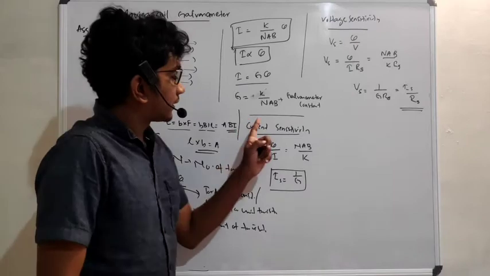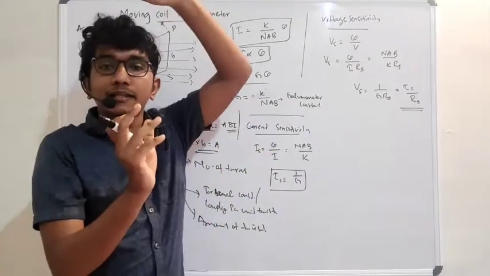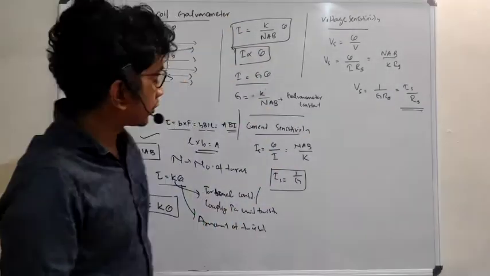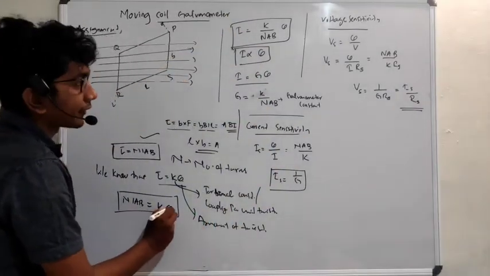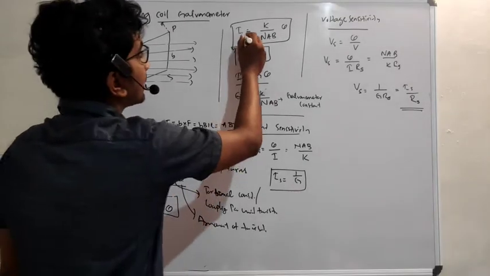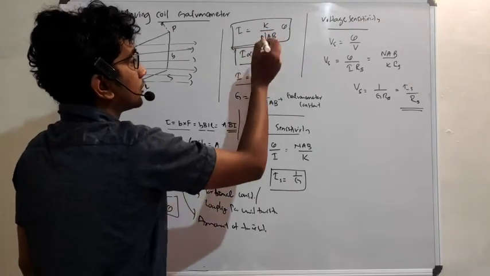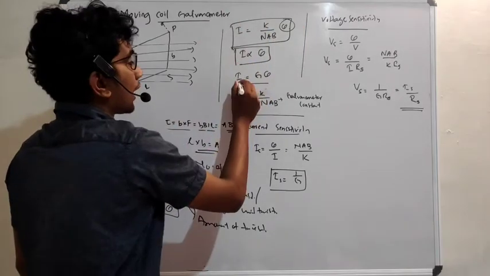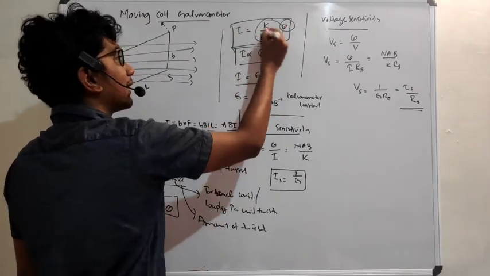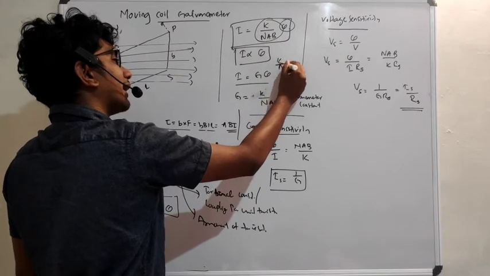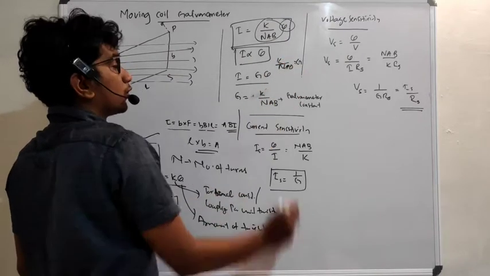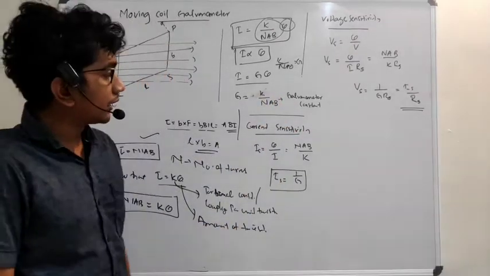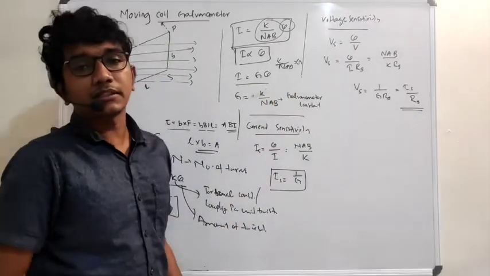Remember where we had used this before: we fix a rope over there, and when you rotate it, that is the case. So here NIAB is equal to K theta, and I is equal to K divided by NAB into theta, or I is proportional to theta, the twist. Or I is equal to G theta. So K by NAB, that is equal to G. What is G? G is nothing but the galvanometer constant.